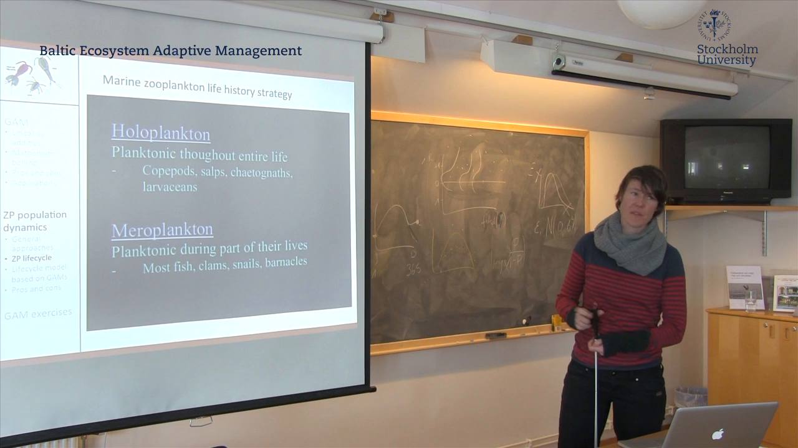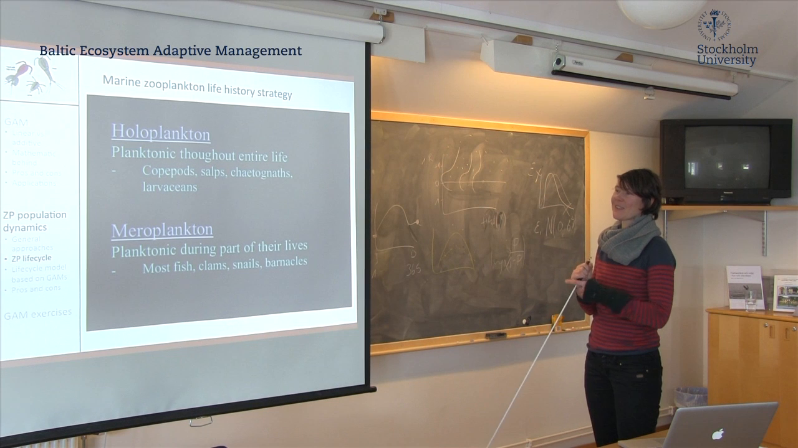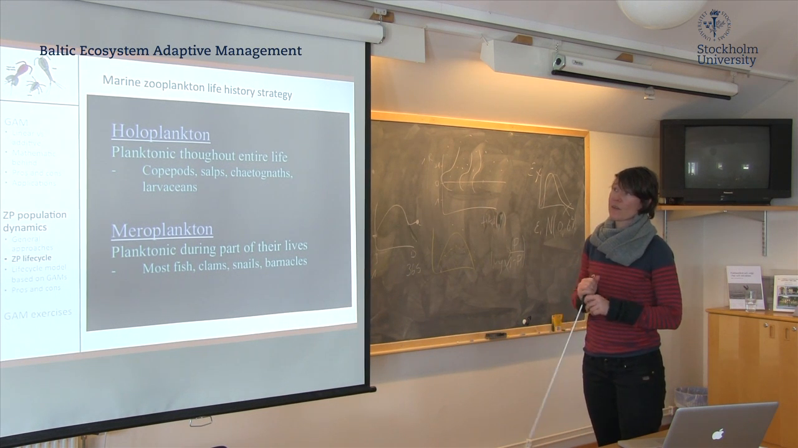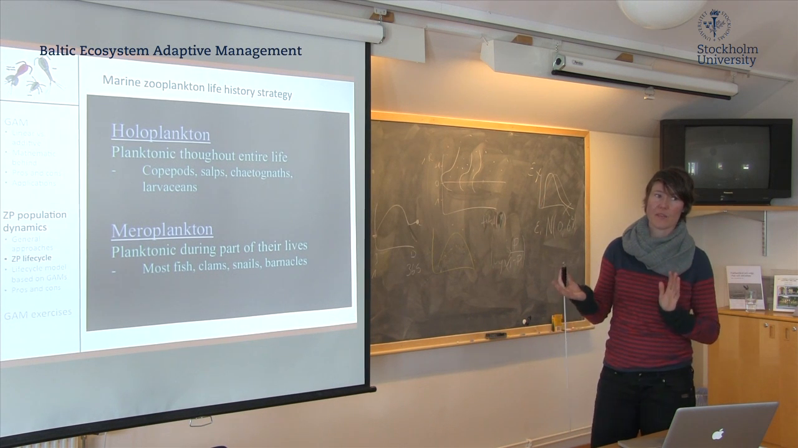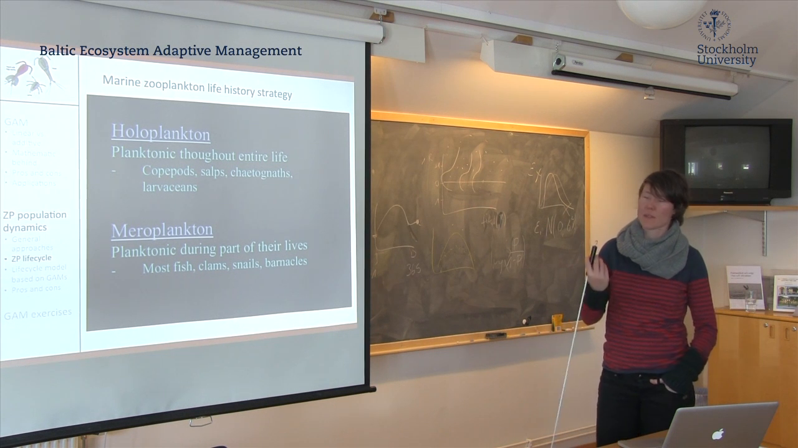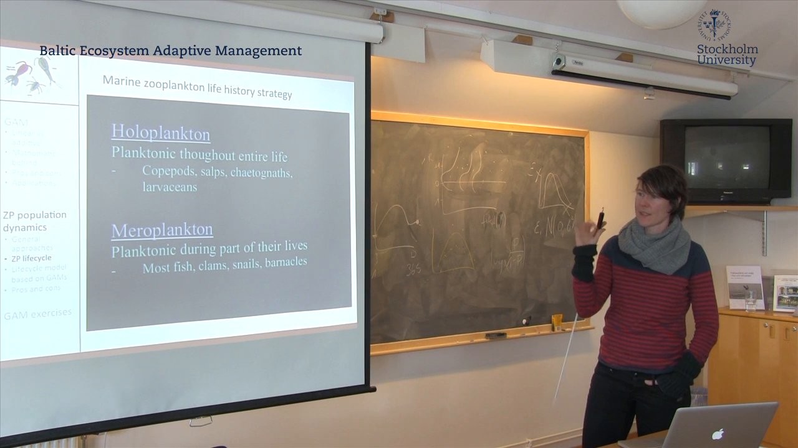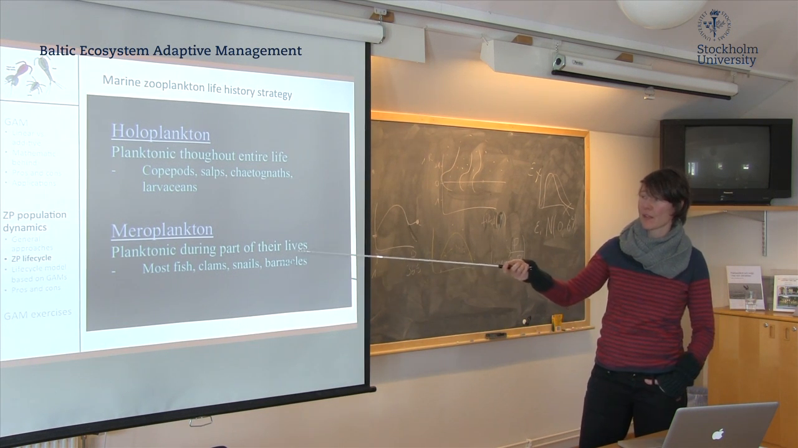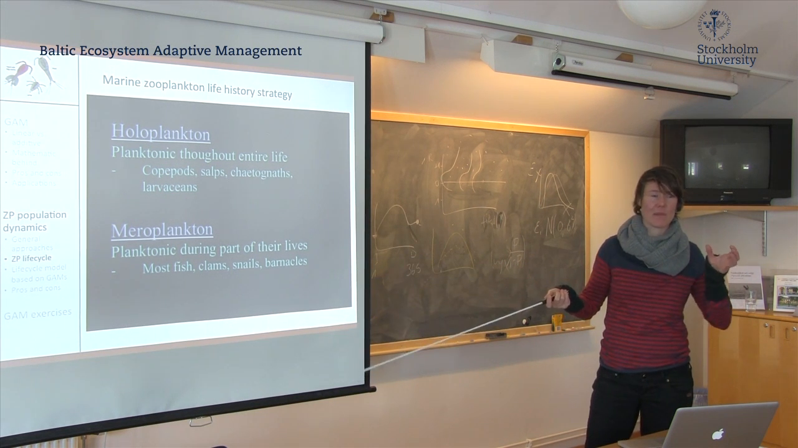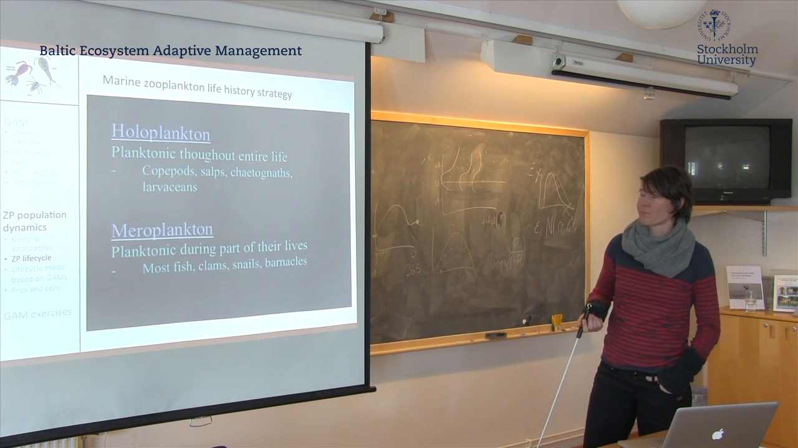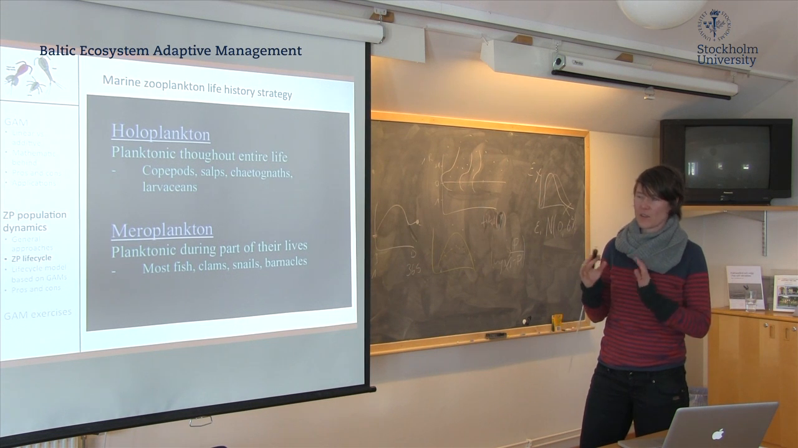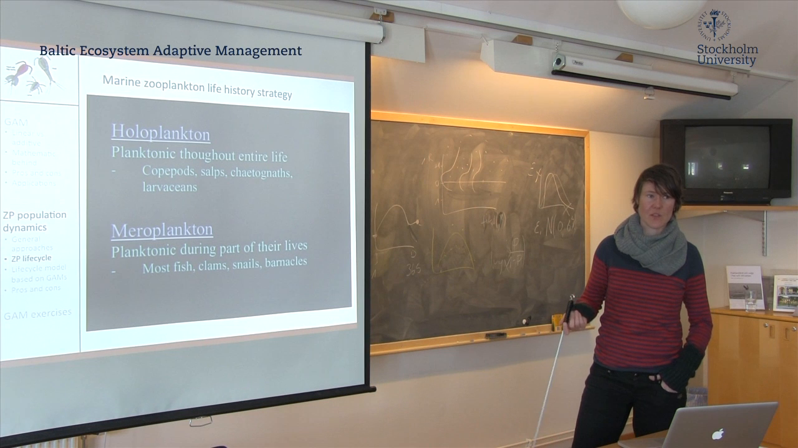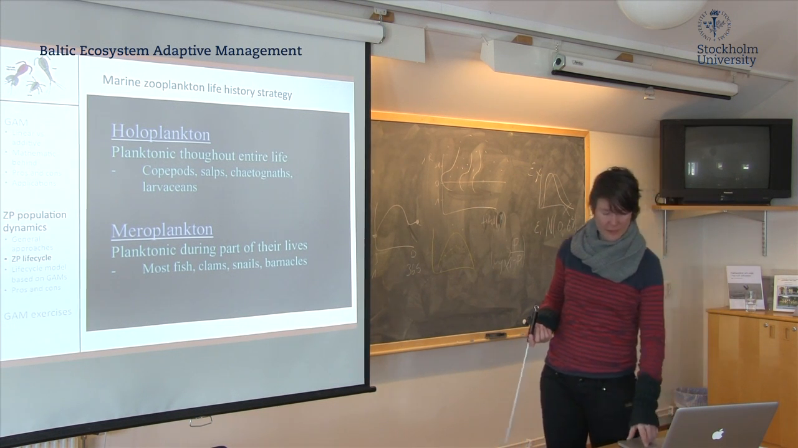So what kind of different life cycles are there in marine plankton? You can divide them into holoplanktonic taxa or meroplanktonic. The holoplankton lives entirely throughout its life in the sea, for example copepods, sagittae, chaetognaths, and larvaceans, also called appendicularians. And then you have the meroplankton, which, for example, includes a lot of fish species that are ichthyoplankton at the beginning, and then get to a size where they are not considered plankton anymore. There are also clams, snails, and barnacles, which all have larval stages that float around in the sea and are considered plankton.